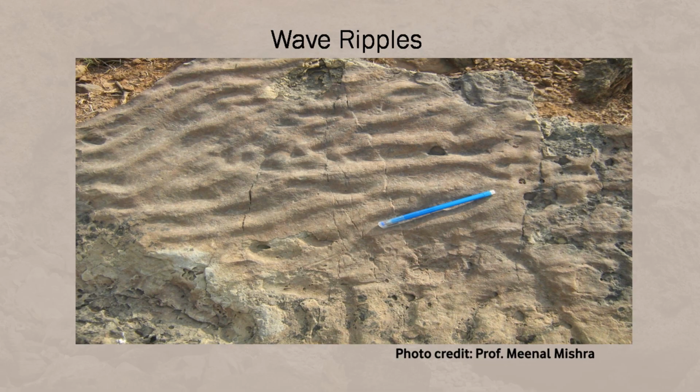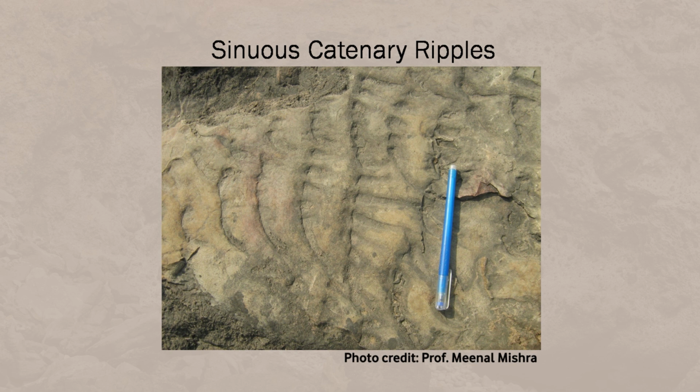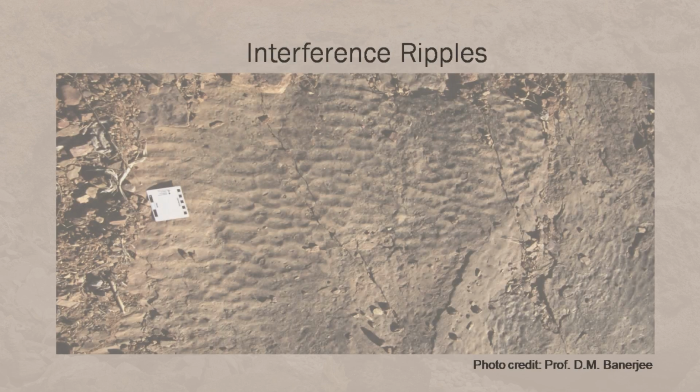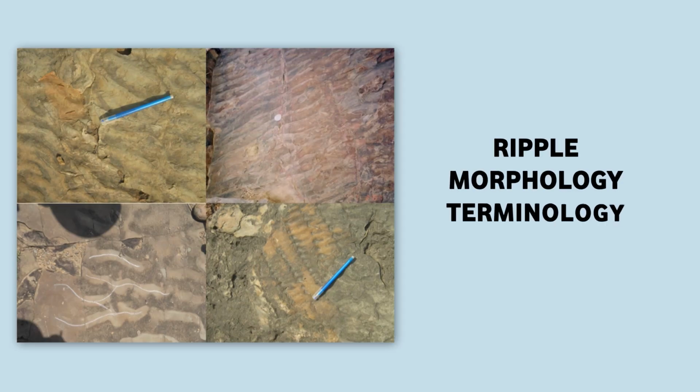As I showed you, the ripples are formed by both current or by wave. So this is an example of a wave ripple where both the lee side and the other side are almost symmetrical. Another is called palimpsest feature, sinuous or catenary ripples here. Interference ripple, where you have multiple directions of currents. The ripple morphology.